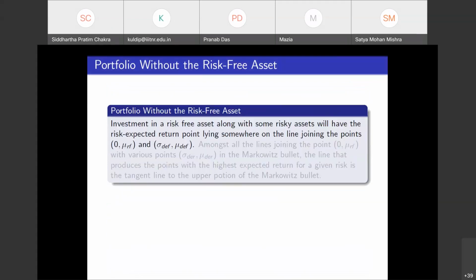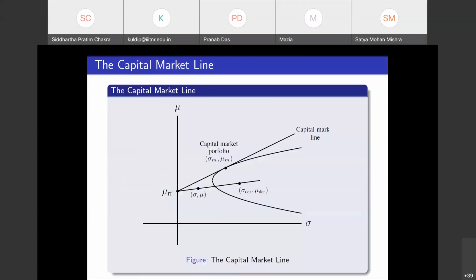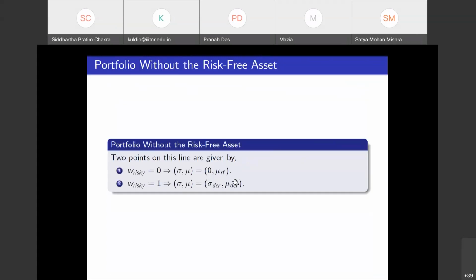So I want to do one more slide and then I will conclude. I'm running out of time. If you observe here, at this point sigma is equal to 0. So the coordinate of this point is 0, mu RF, and you can show that it's a derived portfolio because it lies on this line and it comprises risky assets.